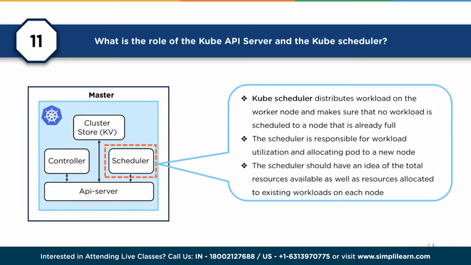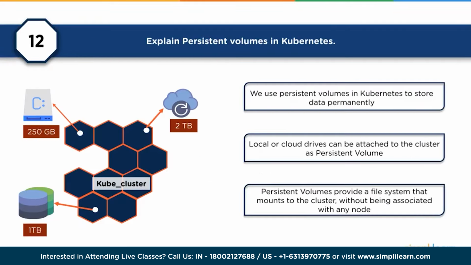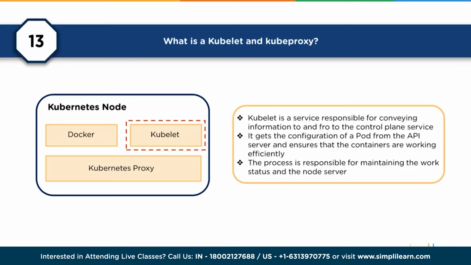So what is the role of the Kube scheduler? The Kube scheduler does the distribution of work across the entire infrastructure, so the actual YAML scripts that you've written are executed appropriately at the right time. You're going to be asked to explain persistent volumes in Kubernetes. A persistent volume is just a place where you can store data. Again, this can be local data, as in a hard drive local to the physical machine, or it can be cloud-based data.